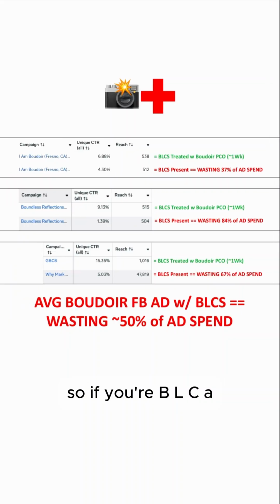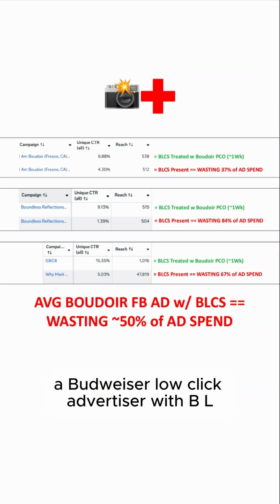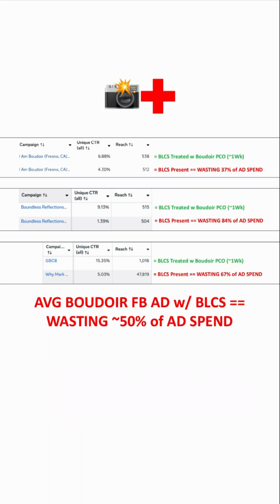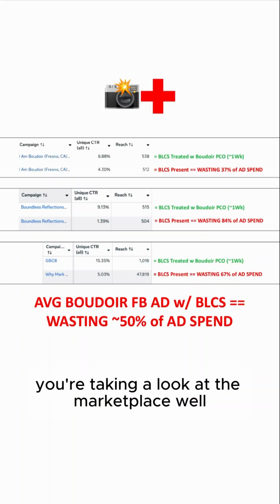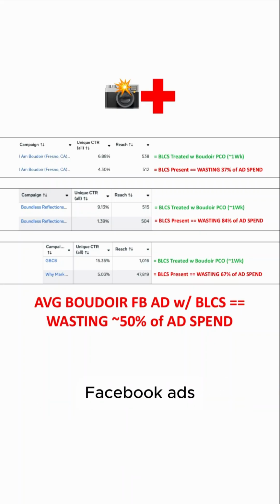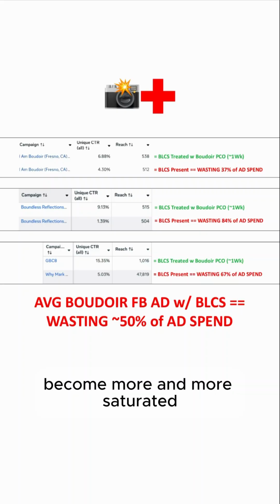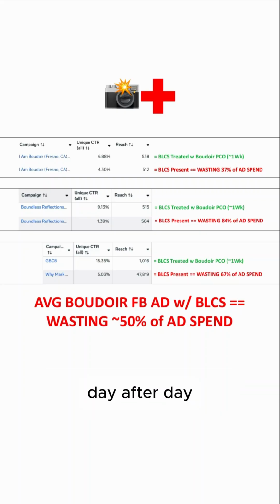So if you're a BLCA, a Boudoir low click advertiser with BLCS, Boudoir low click syndrome, your Boudoir Facebook ads have a unique CTR under 6%. And you're spending more than 10 grand a month on Boudoir Facebook ads. And you're taking a look at the marketplace, seeing it's become more and more saturated with more and more boudoir photographers day after day.